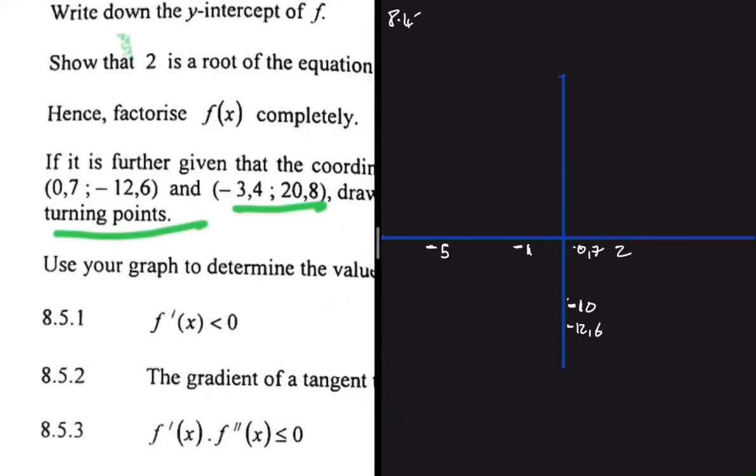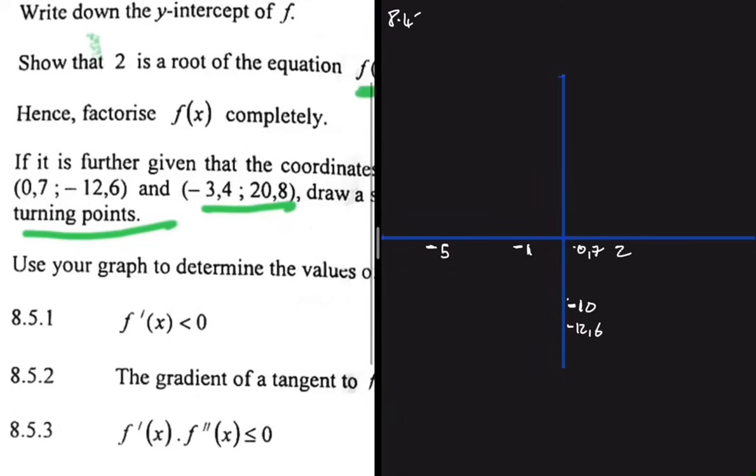And then minus 3.4, which is supposed to be between minus 5 and minus 1. And then this one has a y coordinate of 20.8. So let's have 20.8 here. So this is a coordinate, this is a coordinate, and then 0.7 and minus 12.6, we have another coordinate there. So now we need to go ahead and sketch our cubic function.